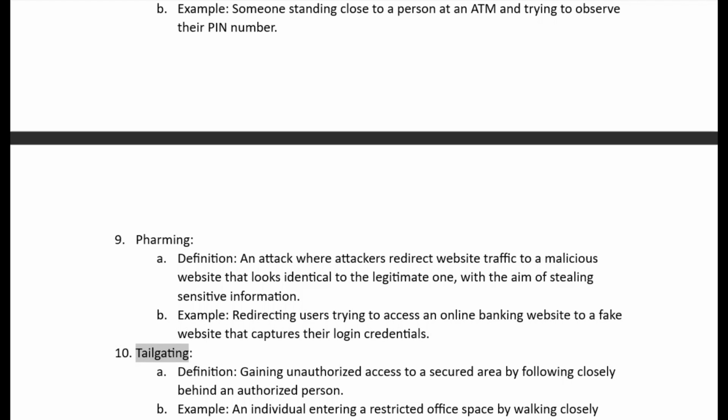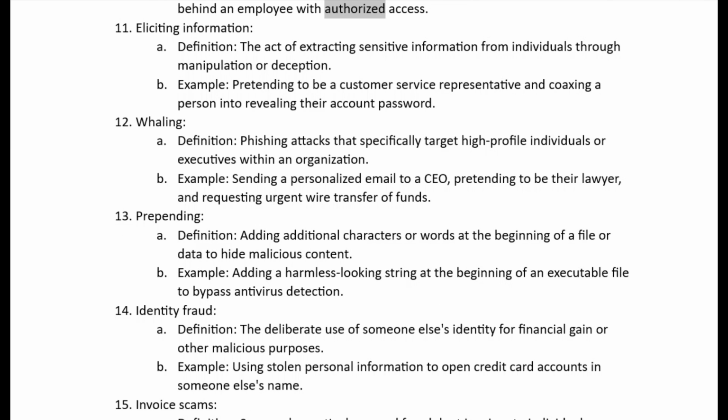Tailgating. Definition: gaining unauthorized access to a secured area by following closely behind an authorized person. Example: an individual entering a restricted office space by walking closely behind an employee with authorized access.